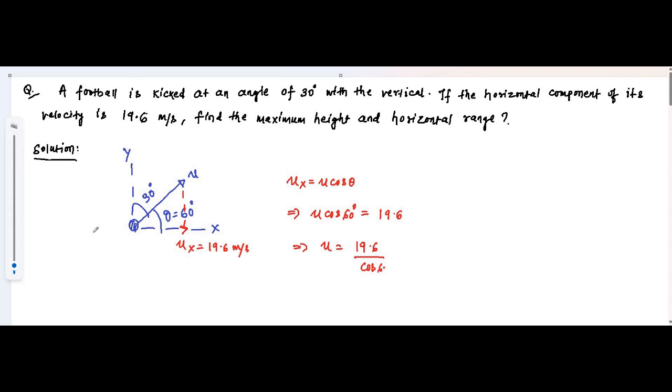Cos 60 degree is equal to 1 by 2. So 2 gets to the numerator, gets multiplied. So it is equal to 39.2. 19 into 2 is 38, then 2 into 1 is 2. Yes, 39.2 meter per second. This is the initial velocity of projection, I mean the velocity with which the football was kicked initially.